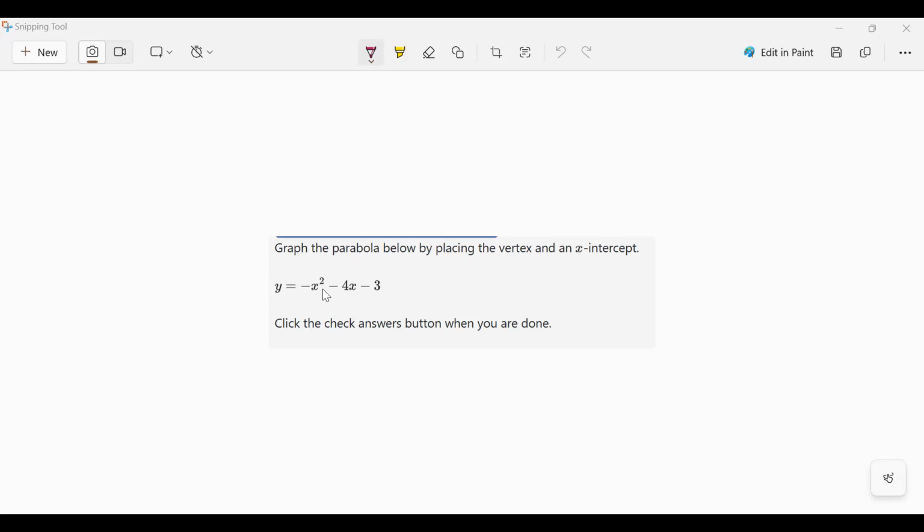But here, this one is a parabola. It's open downward, right? Because the coefficient in front of the x squared is -1. So the shape of the parabola will look like this. It will be different from the other one.